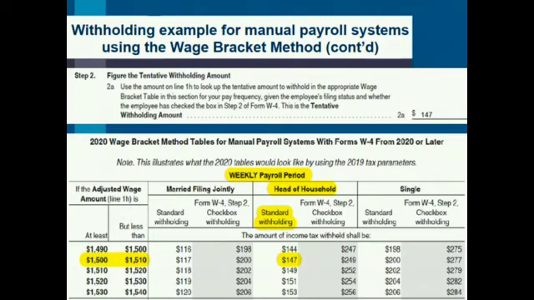Now we move on to step 2 to figure Logan's tentative withholding amount. We use the table titled 2020 Wage Bracket Method Tables for Manual Payroll Systems with Forms W-4 from 2020 or later. Remember, Logan was paid on a weekly basis, so we use the weekly payroll period table. Also, remember Logan selected head of household as his filing status and did not check the box in step 2 on his Form W-4. So we figure his withholding amount by looking at the standard withholding column under head of household. Because Logan's adjusted wage amount is $1,500 a week, we follow the line that shows at least $1,500 but less than $1,510 to get Logan's tentative withholding amount of $147 to add to line 2A.